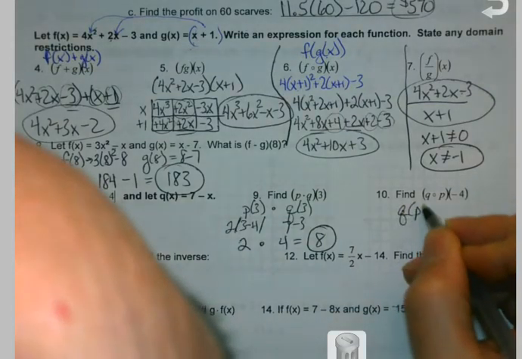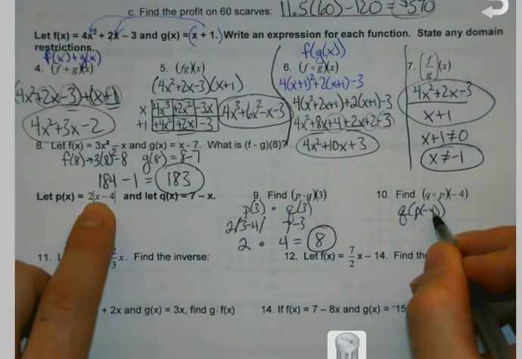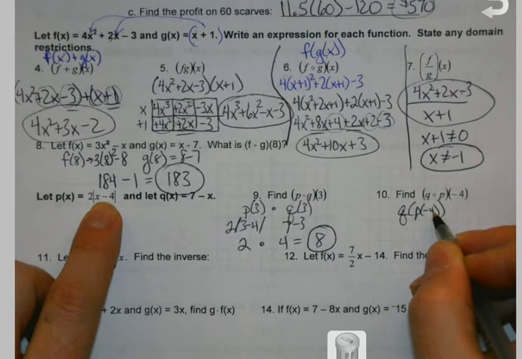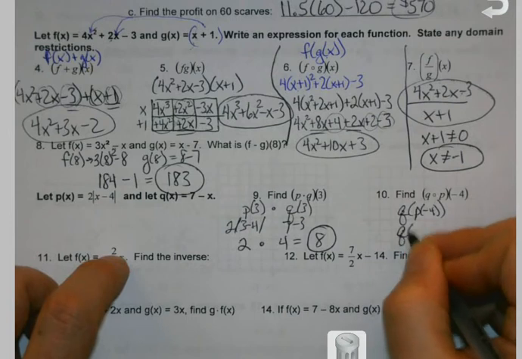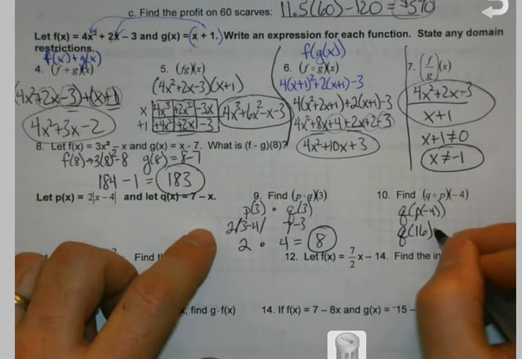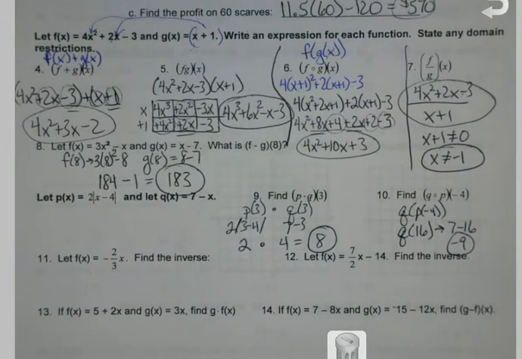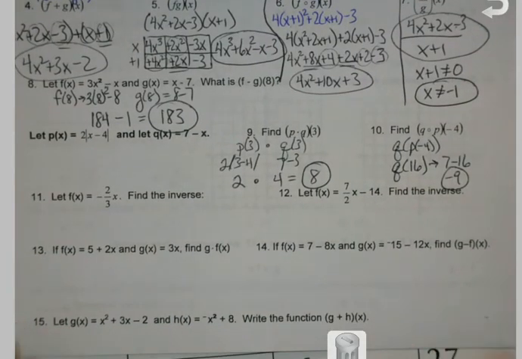Here, q of p of negative 4. Well, what's p of negative 4? Negative 4 minus 4 is negative 8, but what's the absolute value of negative 8? Positive 8. So 8 times 2 makes this q of 16, and then I just plug in the 16 there. 7 minus 16 is negative 9. So it's lots of little things here that can get you if you're not being careful.